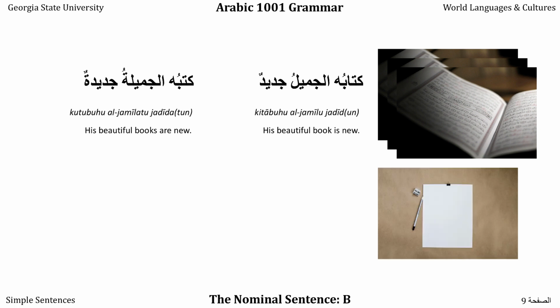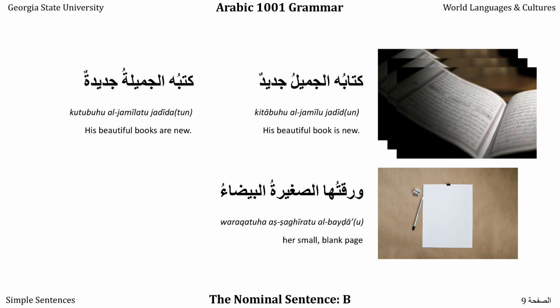Same thing goes for when we talk about a feminine object. Waraqatuhu as-saghiratu al-bayda'u. So here with waraqa, ta marbuta unties and turns into regular ta, and we put our case marking there before the possessive suffix. As-saghiratu, again, we hear the dhamma and the ta marbuta when we're pronouncing things in fancy Arabic, and then al-bayda'u. So this is just a fancy way of saying her small white page.